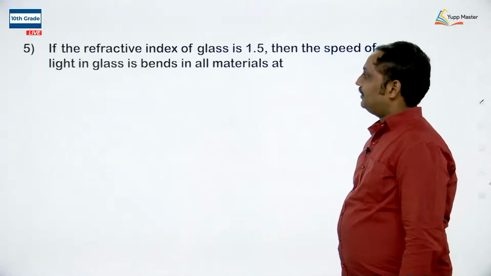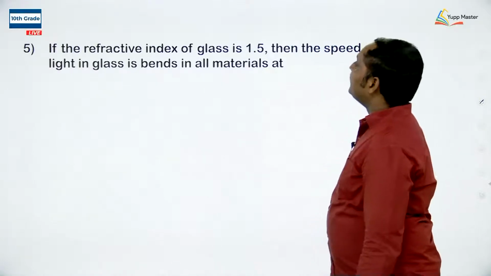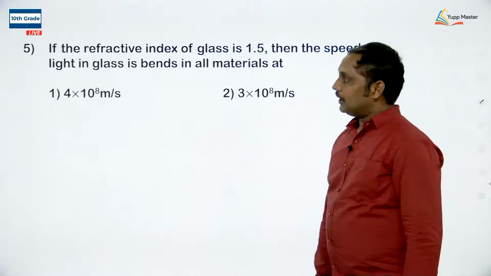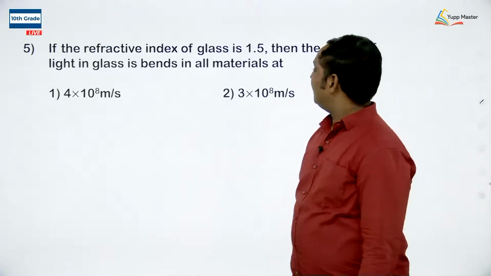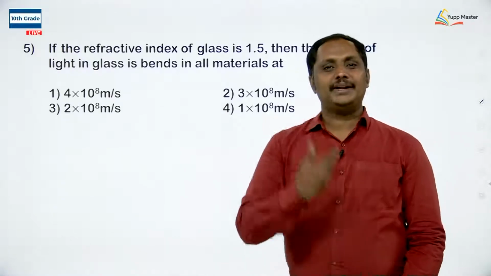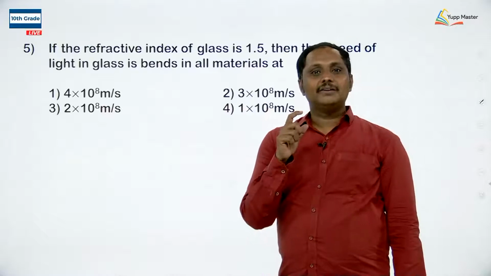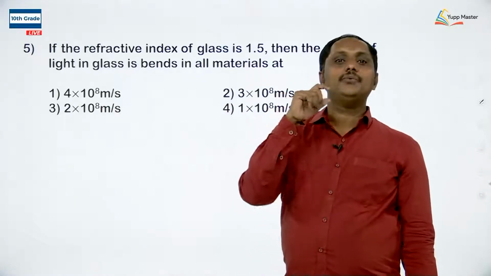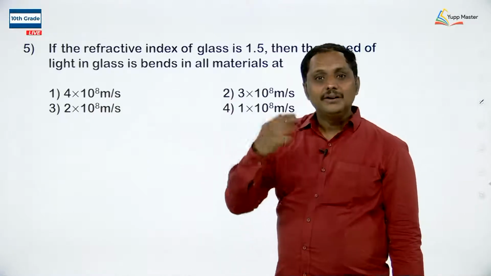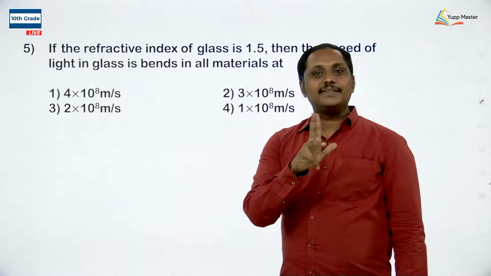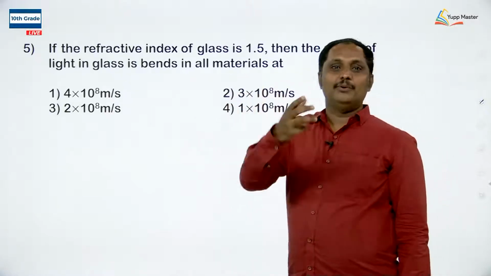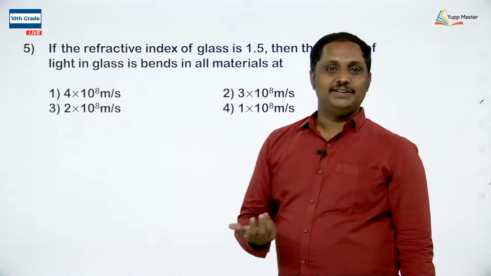If the refractive index of glass is 1.5, then the speed of light in the glass is, you have to confirm that. While you are going to talk about the refractive index, it is the ratio of the speed of light in vacuum to the speed of light in the medium. So the refractive index is the ratio of C by V. Simply you are going to talk about that. C is the speed of light. You have to take that.